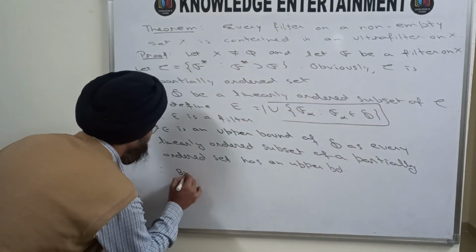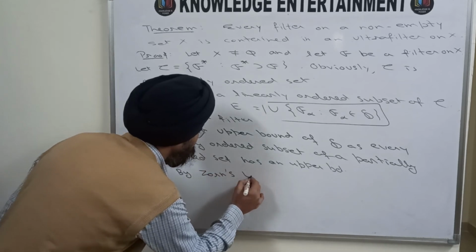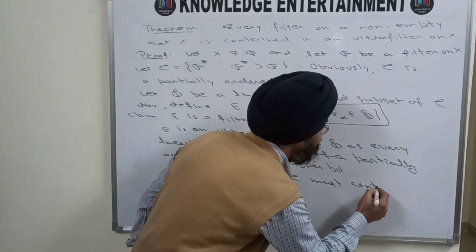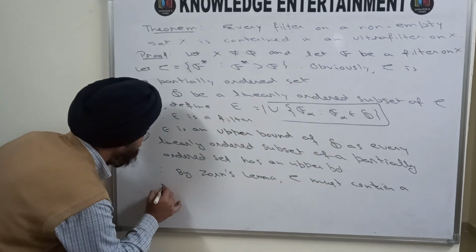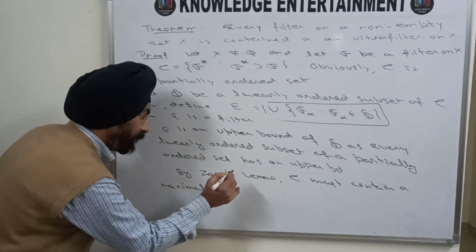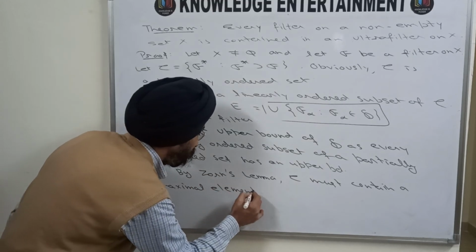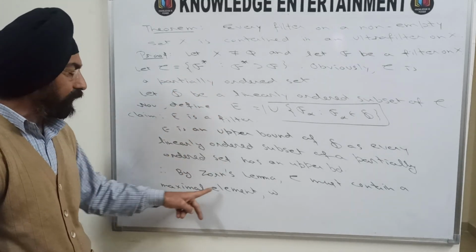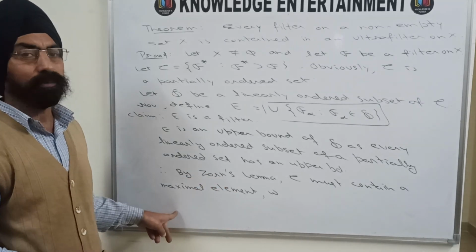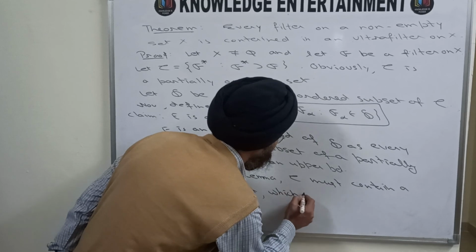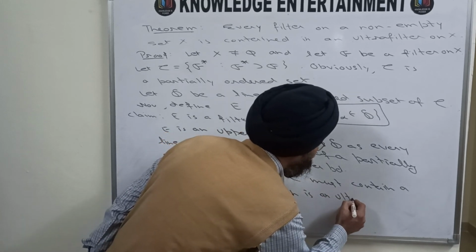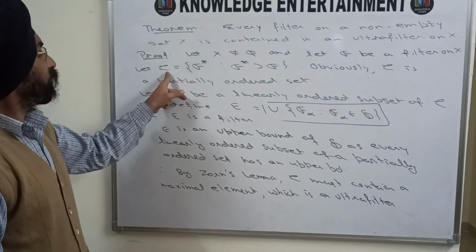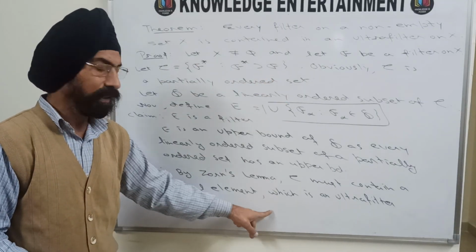Therefore, by Zorn's lemma, C must contain a maximal element. All the members of C are filters, so this maximal element will also be a filter, and since it is maximal, it will become an ultrafilter. And since all the members of C contain F, that ultrafilter must also contain F.